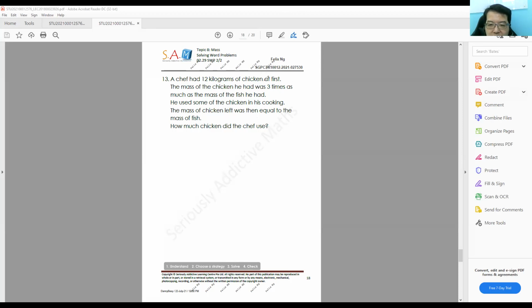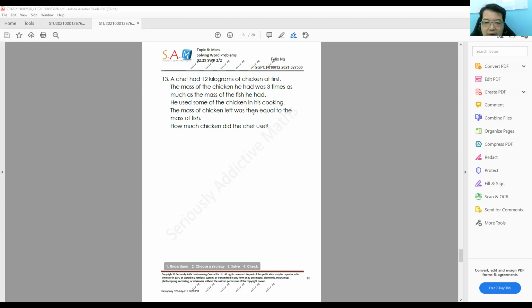He used some of the chicken in his cooking, and then the mass of the chicken left was then equal to the mass of fish. How much chicken did the chef use? Right? A bit complex, right? So let me take you through this, okay?